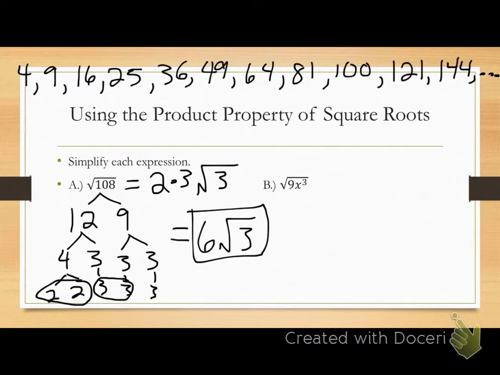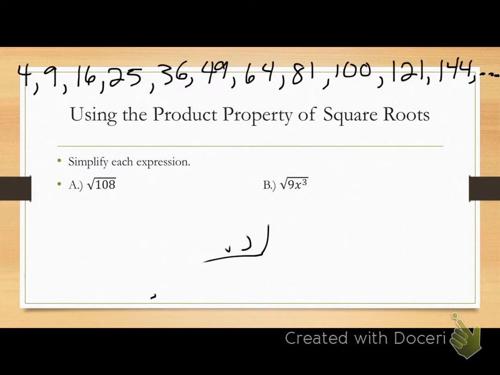I choose for the first one. You like the first one better? Okay. First one. Can I erase letter A and move to B? Okay. Uh-oh. B has a variable.